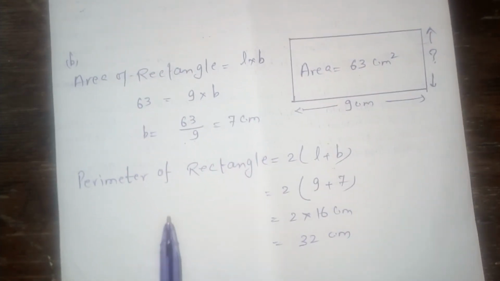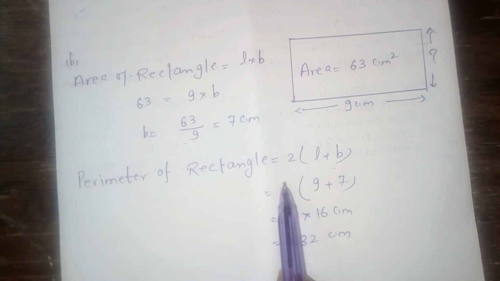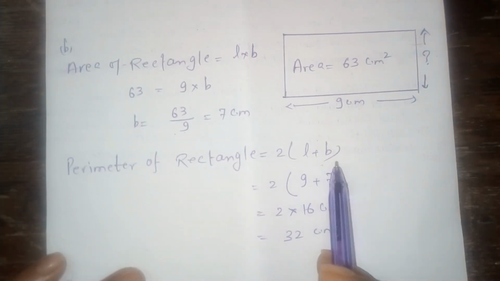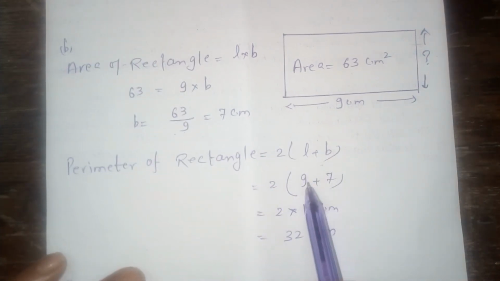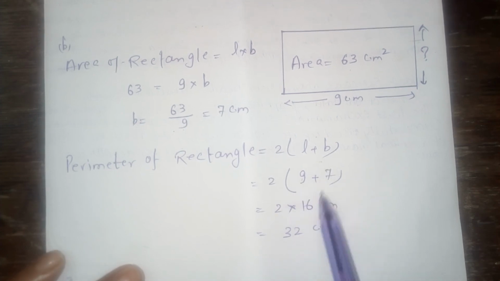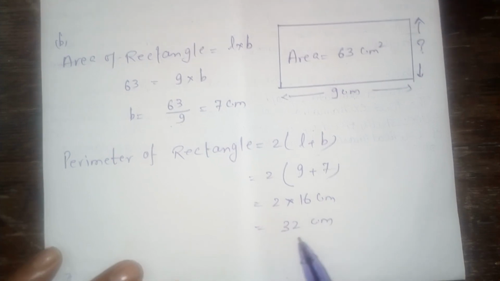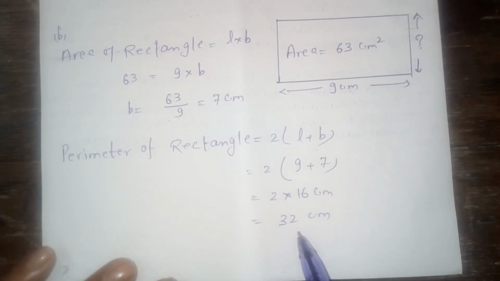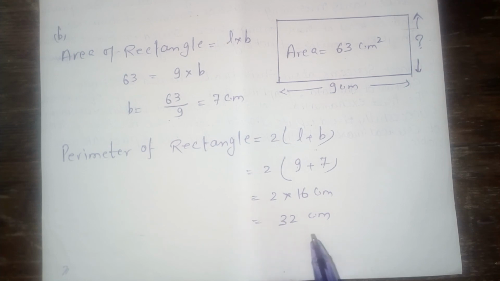Again we will find the perimeter of the rectangle, which is equal to 2 into (L plus B). Length is 9 centimeter, breadth is 7 centimeter. 9 plus 7 is 16, 16 times 2 is 32 centimeter. 32 centimeter is the perimeter of the given rectangle.